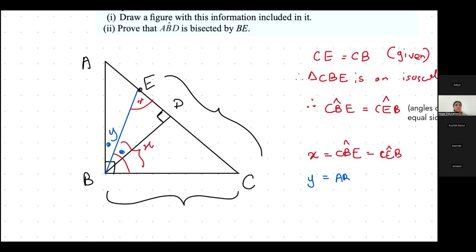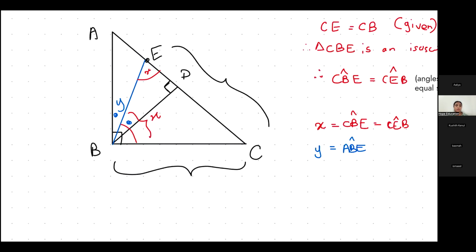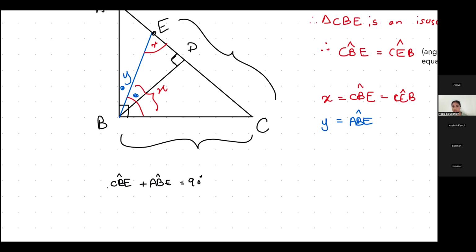Okay, so let's write step by step here. This entire part is x. This part is y. They together make this right angle, right? So x plus y makes this right angle. So I will write it like this: CBE plus ABE equals 90. These are complementary adjacent angles, a term that you learned when you were young.